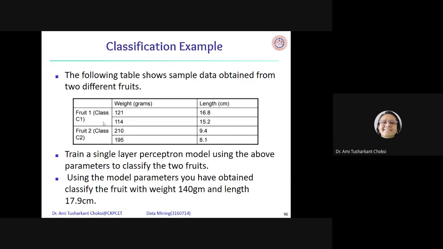Here, what is given? Two classes are there, that is fruit 1 and fruit 2. And we can say weight and length are the features given. We can take any features, as you already know. So here we have two features, weight and length. The values are given to us.